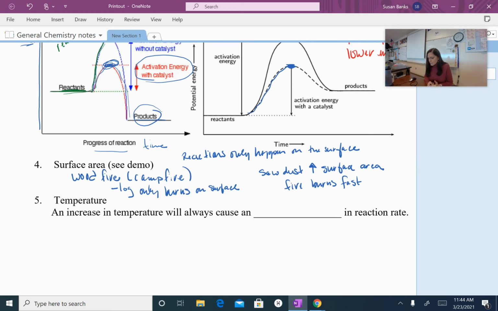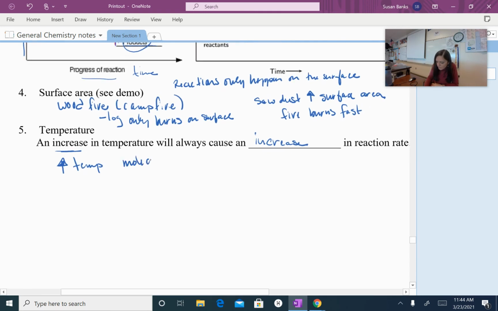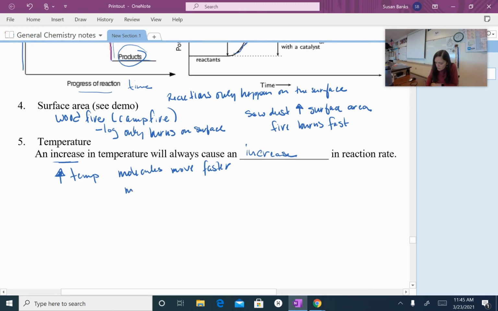Okay, temperature. If I increase the temperature, it will always cause an increase in the reaction rate. And this is why I've been saying over and over that for something to react, I've got to get it to collide, right? The reactants have to collide with each other. So if I increase the temperature, what happens with the speed of the molecules? Doesn't an increased temperature make molecules move faster, right? Hotter molecules move faster. And if they move faster, aren't they going to collide more often because they're just traveling faster? Yeah. So the molecules collide more often.